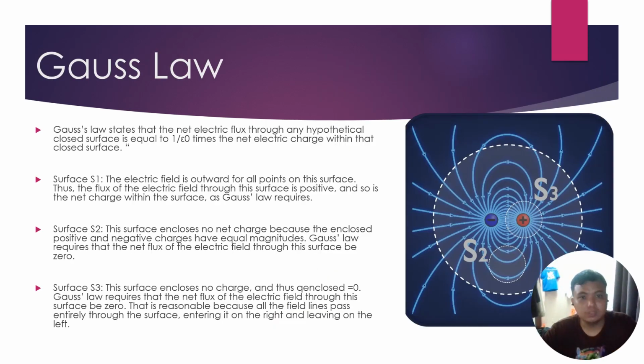So for the next chapter, we move to Gauss's law. Gauss's law states that the net electric flux through any particular closed surface is equal to 1 over epsilon-naught times the net electric charge within that closed surface.